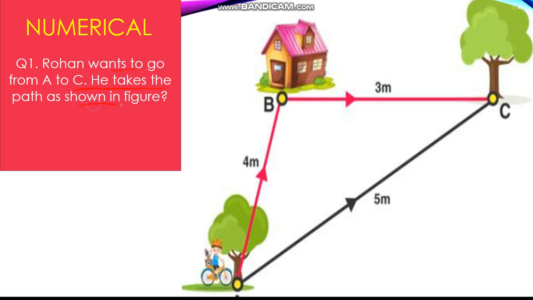Okay. Now here's a numerical for you all, that Rohan wants to go from A to C. He takes the path as shown in the figure. So see, he goes from here and then travels to point C. Okay?